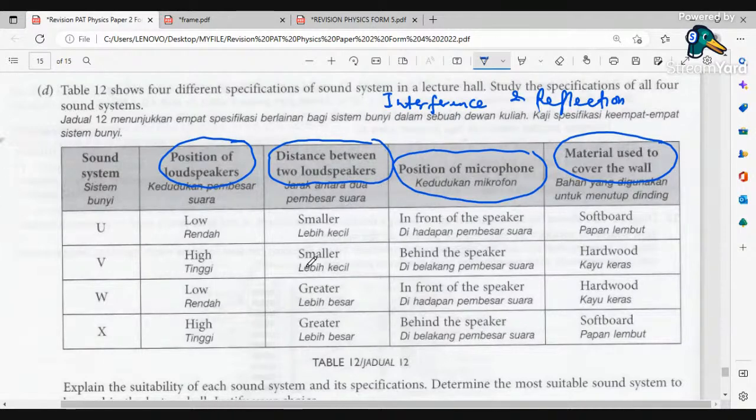Now we want to choose which one is suitable. Position of loudspeaker should be high or low? Of course, a high place. I think you can imagine your school hall, how the arrangement of the loudspeaker, the microphone and all that. So I will remove the low one. Distance between two loudspeakers: we want to produce more constructive interference. Lambda equals ax over D, so for x to be shorter, a must be longer. We remove the smaller one.